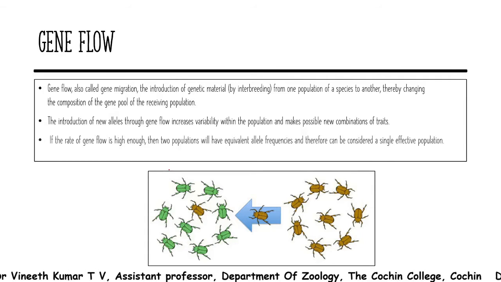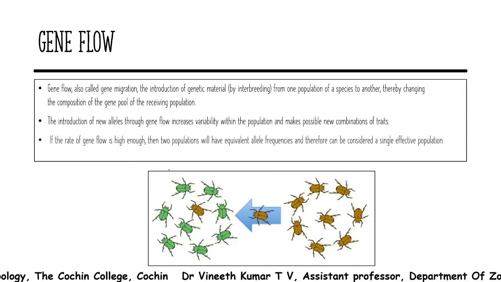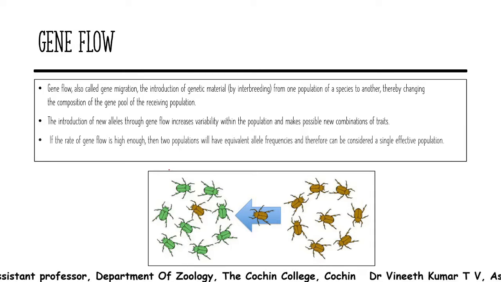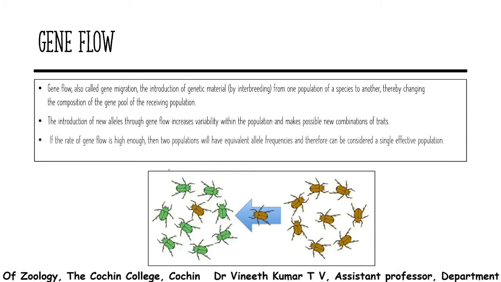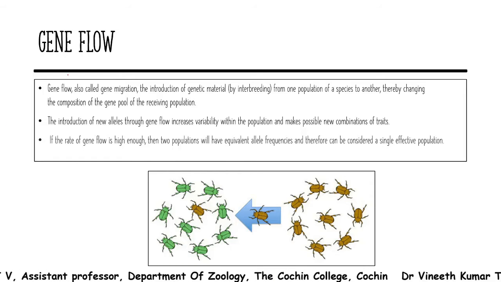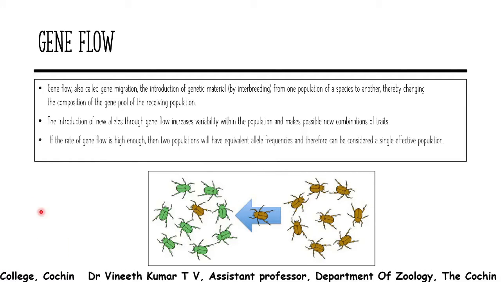Not to confuse with migration. Migration is the movement of individuals, and along with the individuals, genes are also moving, and the movement of genes is called gene flow. So when gene flow happens, for example, we'll take this particular example which is shown in this diagram.